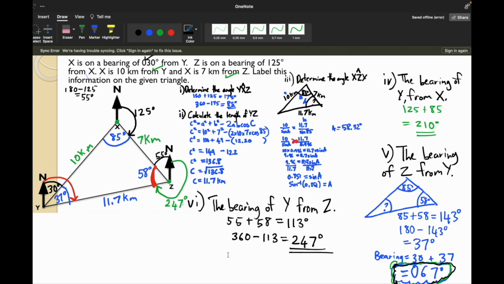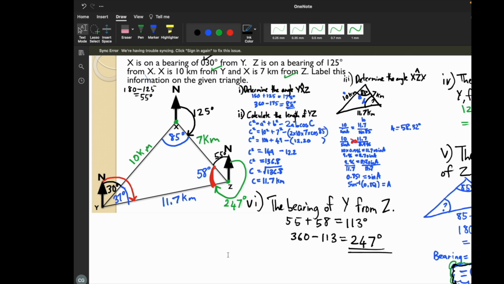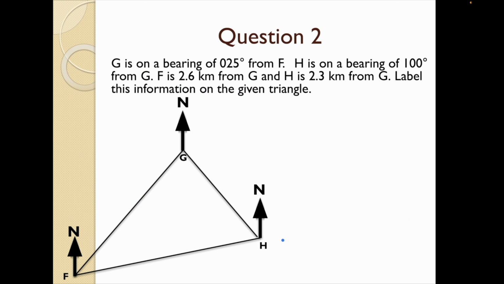Make sense, guys? Good. So make sure you got this, because now I'm going to put you on to a similar question, but you got to walk your way through it step by step, just like this. Okay? So let me show you the question. All right. So for this one, we're doing a similar concept. We have to determine the angle FGH.